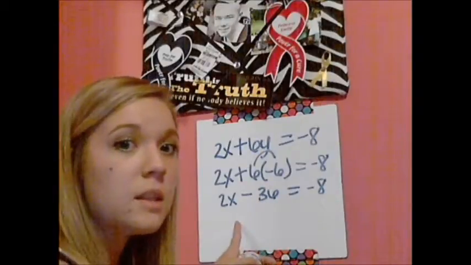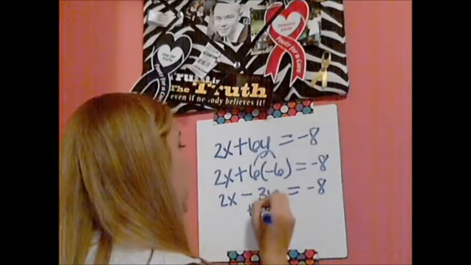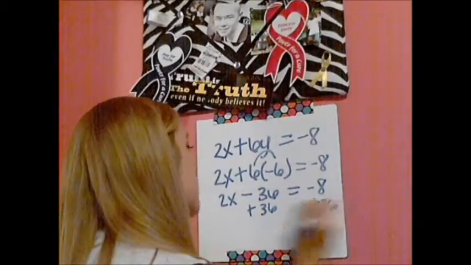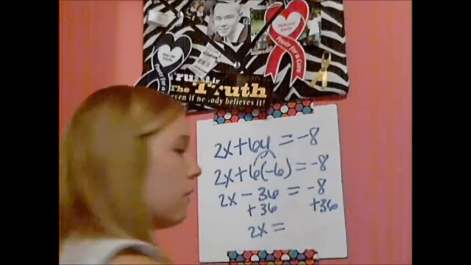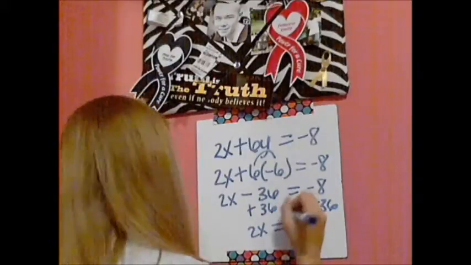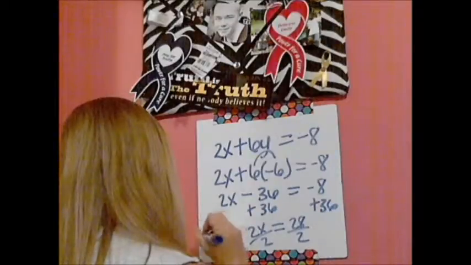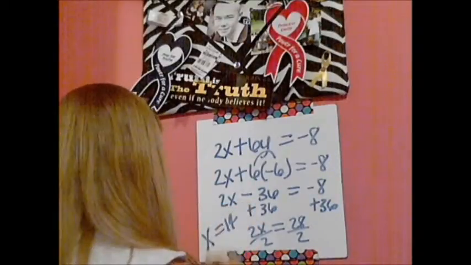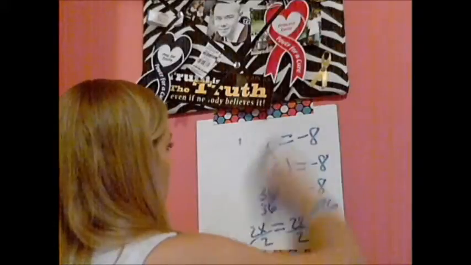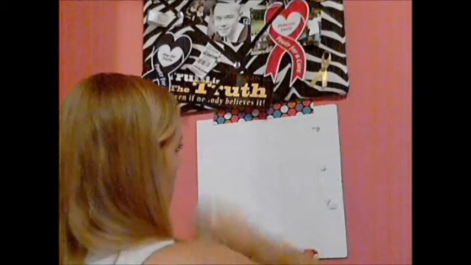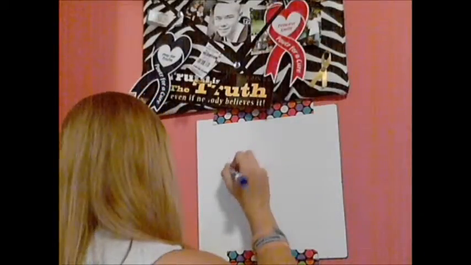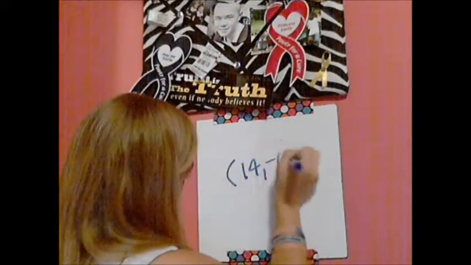Now all I have to do is get this x by itself. Add 36 to both sides. Negative 8 plus 36 equals 28. Divide by 2, and you get x equals 14. And the answer to this system would be 14 and negative 6. And that's how you solve systems of equations by using elimination.